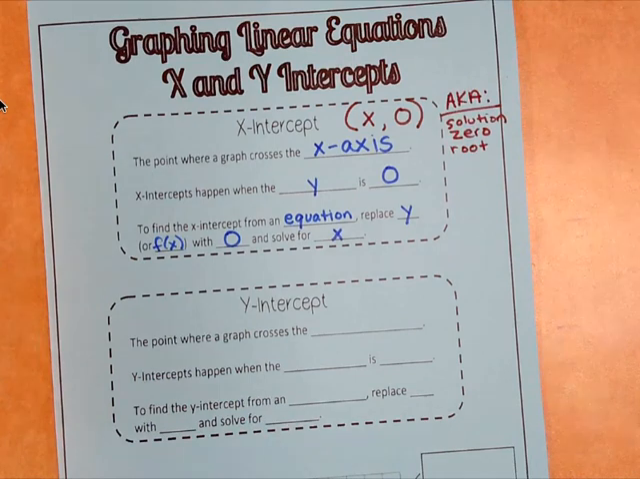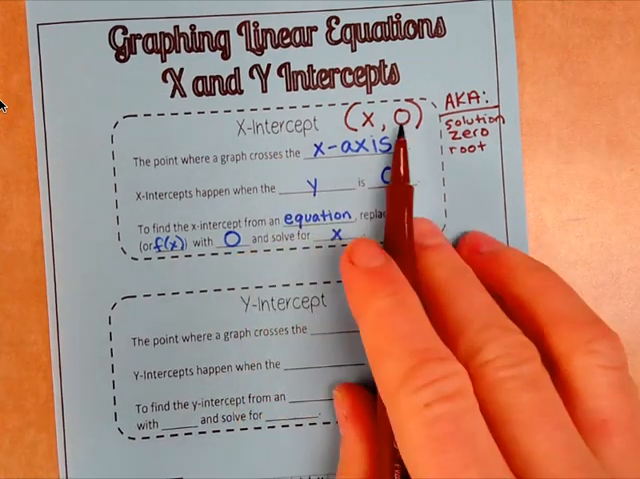Do not just write one number as your x-intercept. You're going to write it as a coordinate, an x value and a y value. X-intercepts have 0 for y.